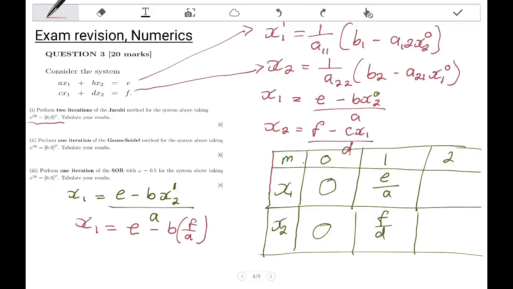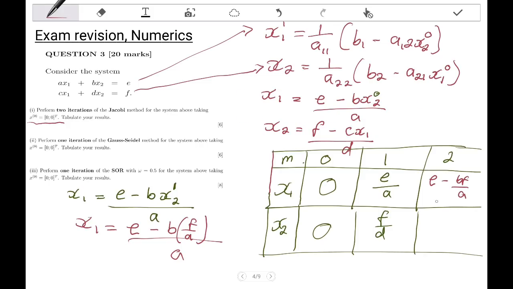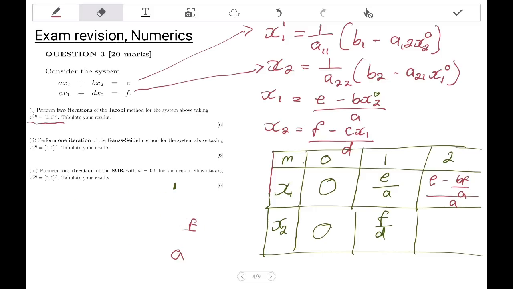So you are going to get f over d from there, what you calculated previously, and then all of this divided by a. Then this is your final answer. If you write it here, it's going to be e minus bf over d, all of it divided by a. That's our answer for the second iteration for x1. And then we're moving on now to x2.